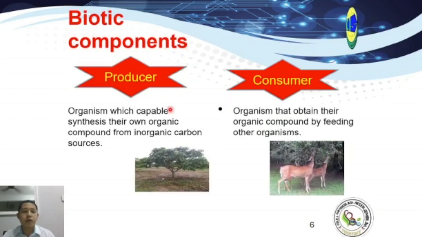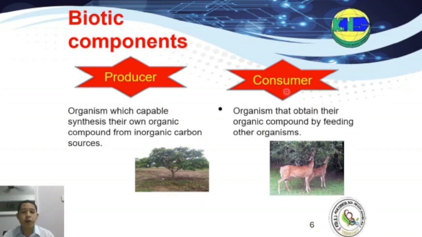The two components of biotic are, first, producer, and the second one is consumer. So what is the difference between these two components? For producer, all the plants are considered as producer because the plant is an organism which is capable of synthesizing its own organic compound from inorganic carbon sources. While consumer refers to organisms that obtain their organic compound by feeding on other organisms, for example, deer population.